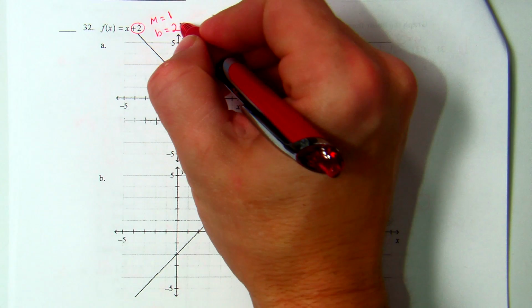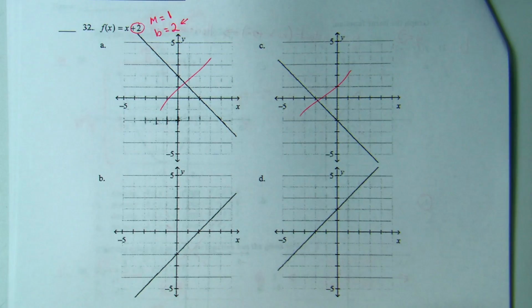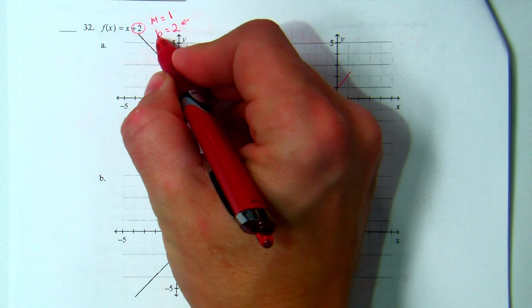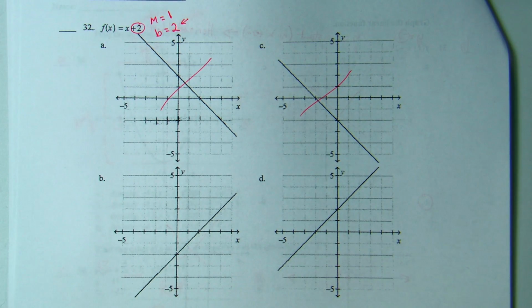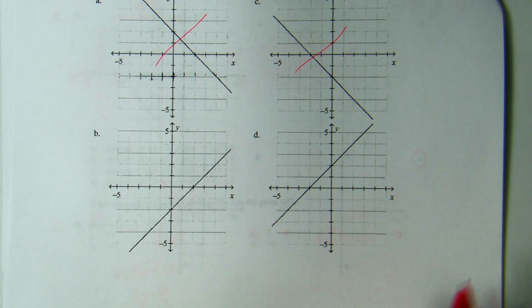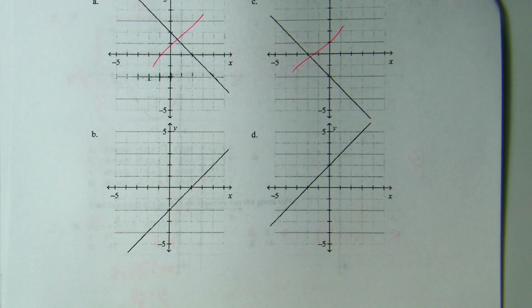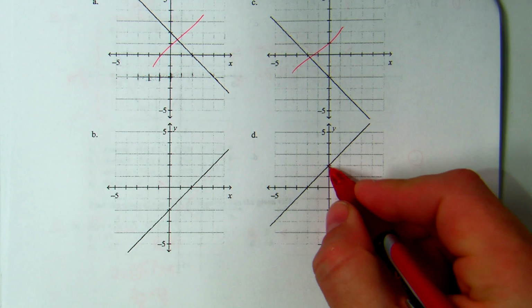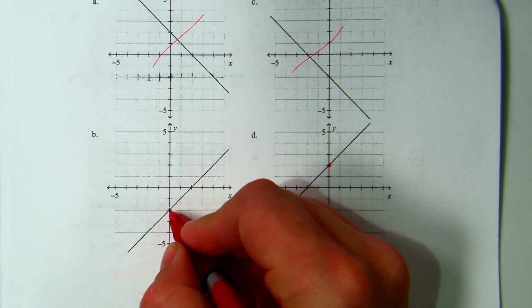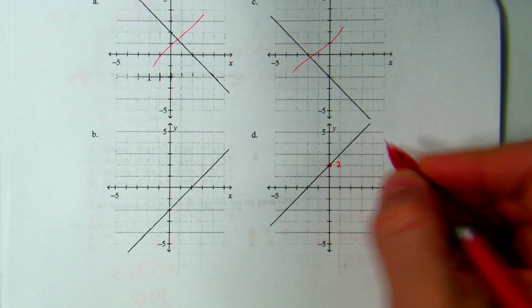And then the next thing we can look at is the y-intercept. It's going to cross the y-axis at 2. So which one out of B and D crosses at a positive 2? D. D crosses at a positive 2 right here. This one's a negative 2. This will be a positive 2. So D should be the answer on 32.